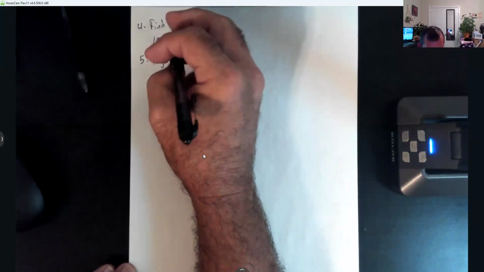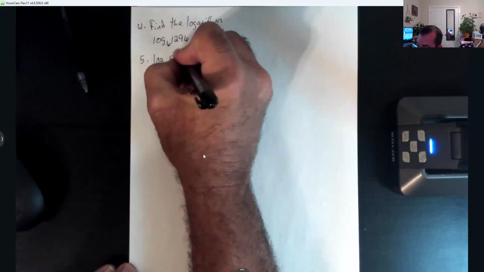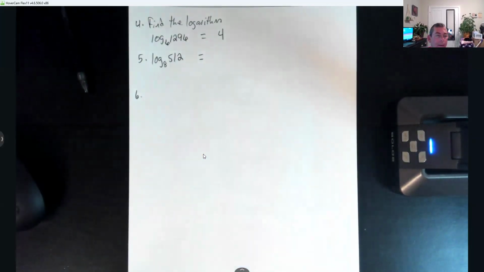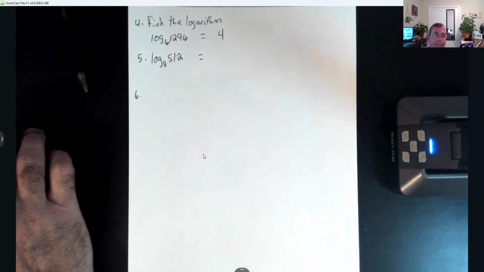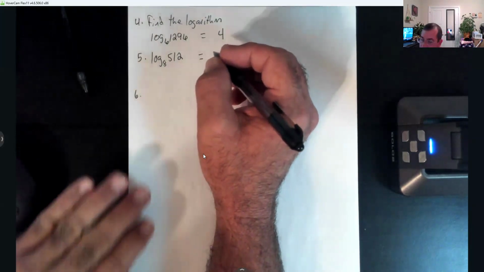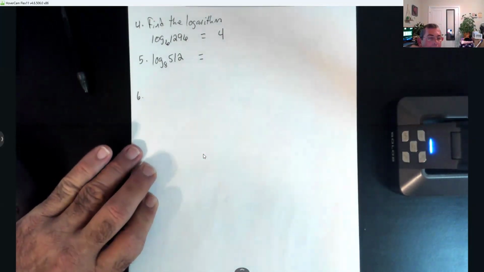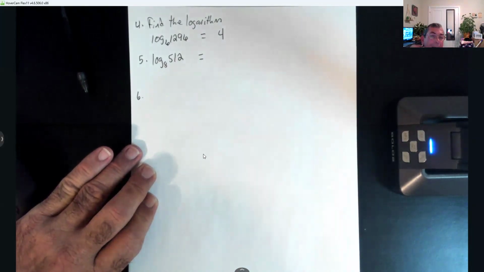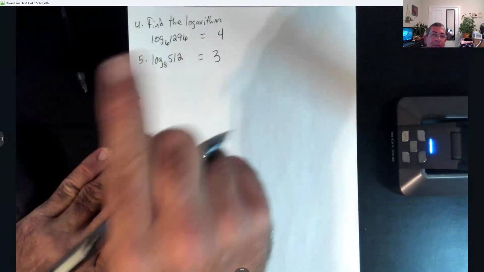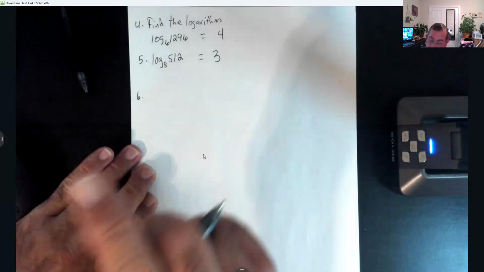All right, y'all. How about log base 8 of 512? Now we're looking for the exponent on the 8. How many times you got to multiply 8 to make that a 512? All right, good job. That would be 3. 8 times 8 is 64, 64 times 8 is 512.